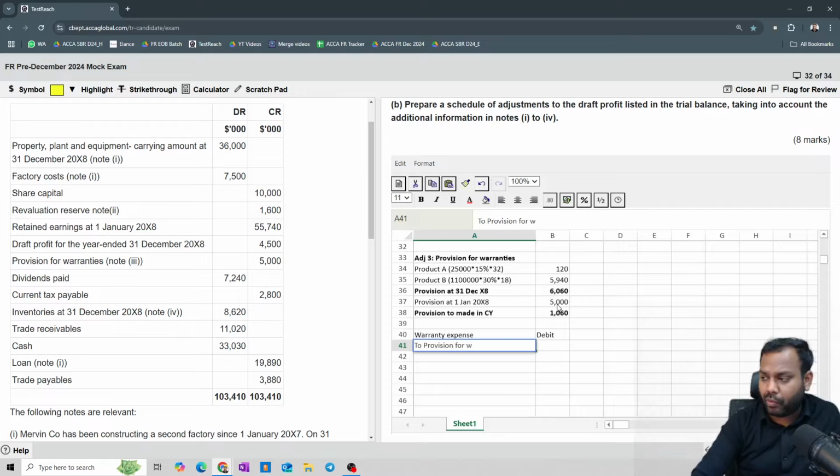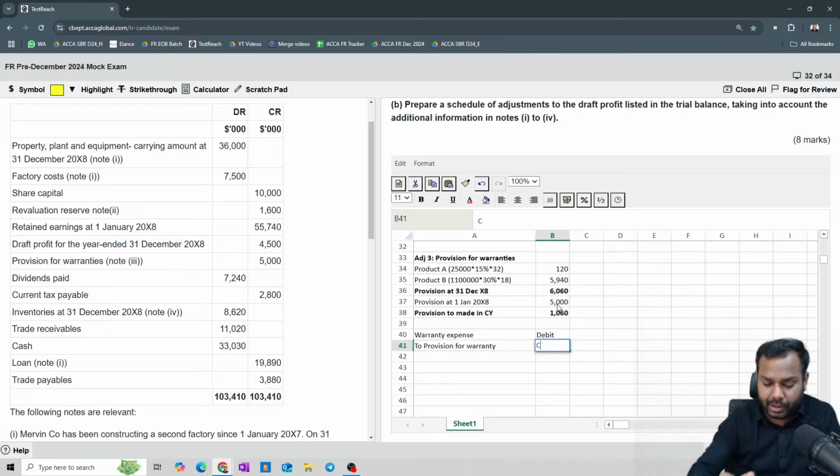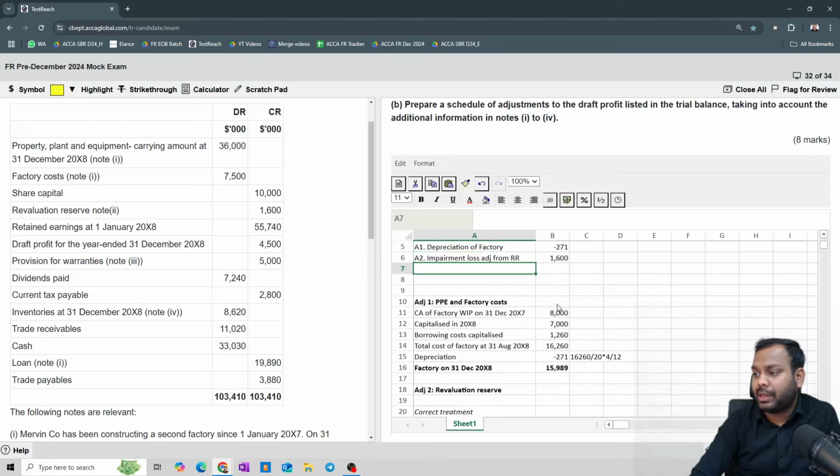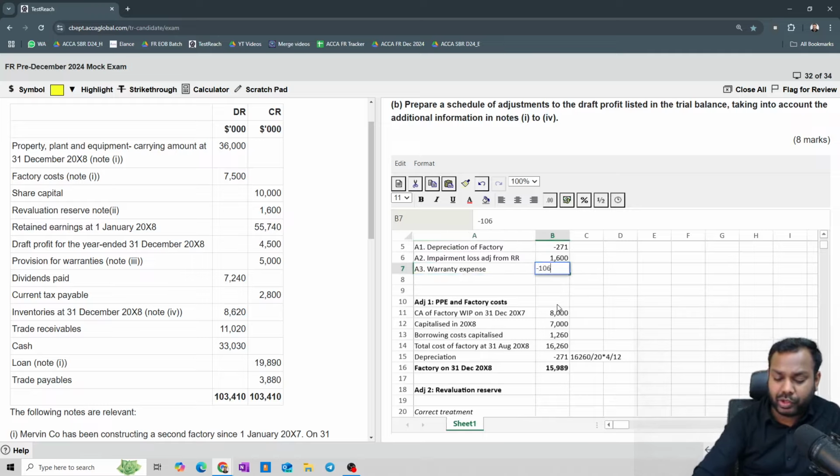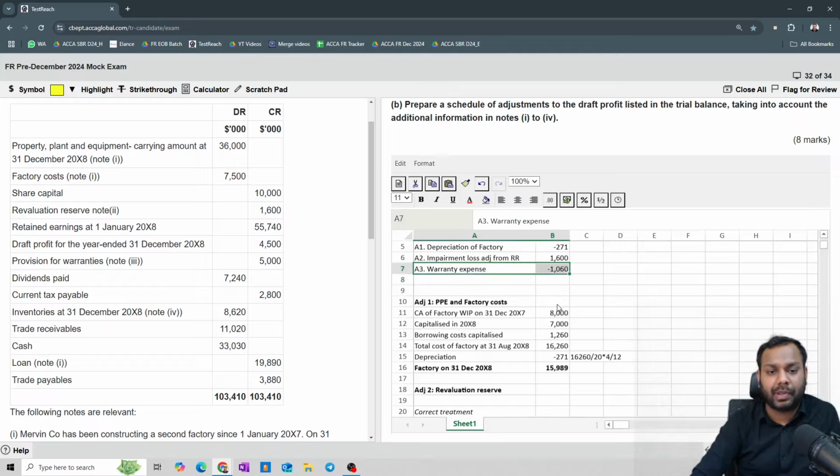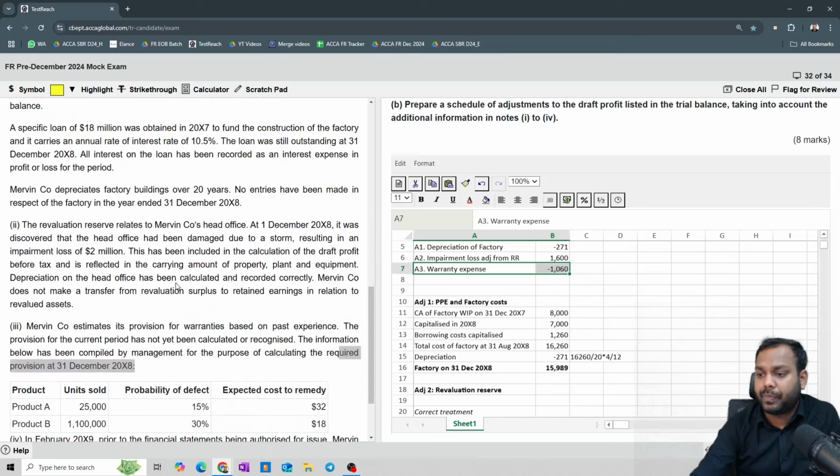To provision for warranty, credit 1060. So it will increase your expense by 1060. So what will I do here? I will write here A3 warranty expense, minus 1060 is your expense. Okay, now this is your A3 also done.